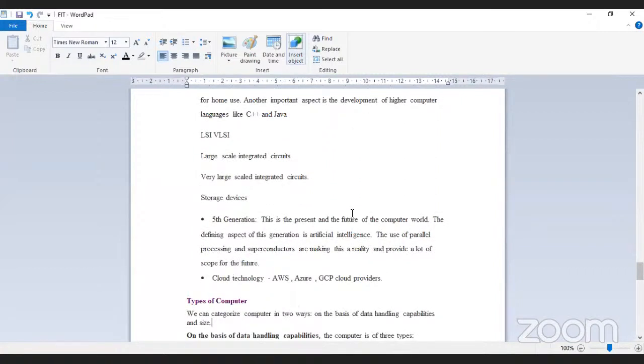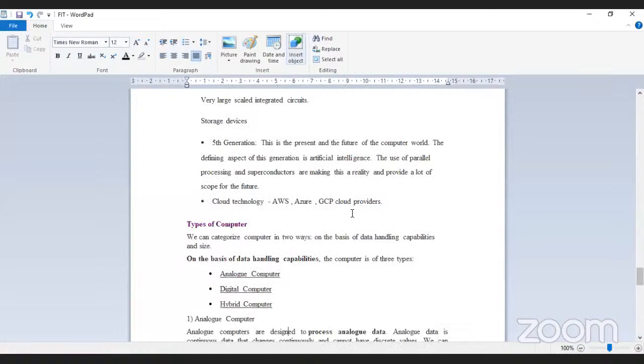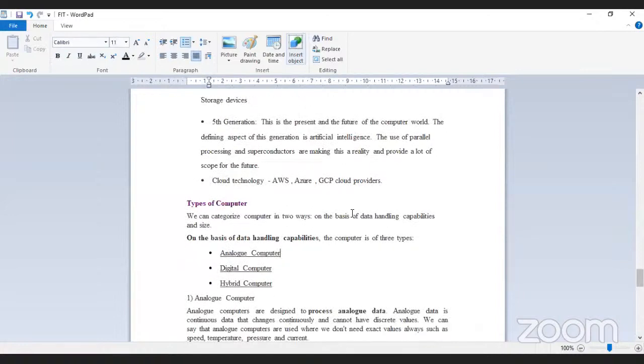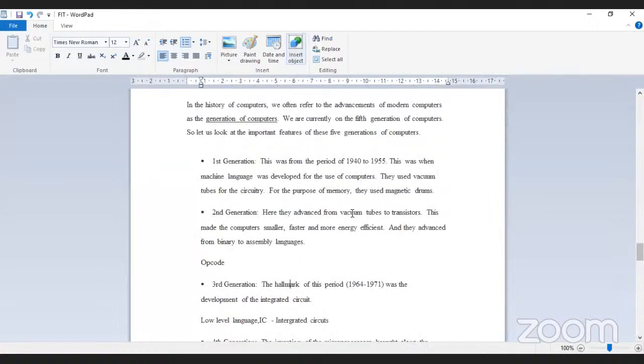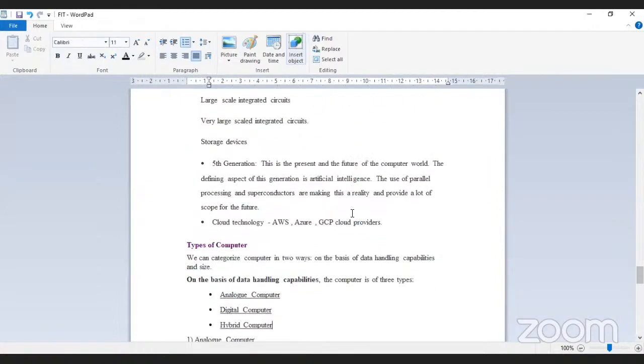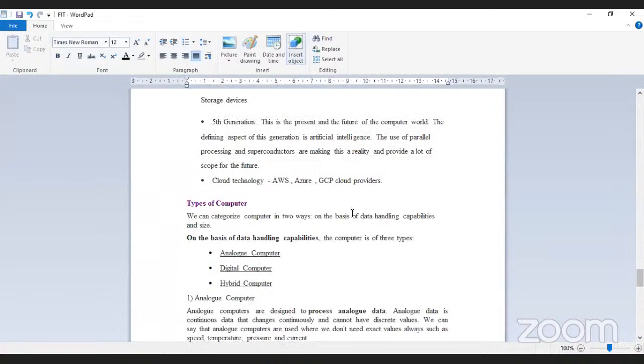Right. Next, and one more thing, BASIC and ADA. So many programming languages are there. So this is about generations of computers. In the next class, the next topic is types of computers.